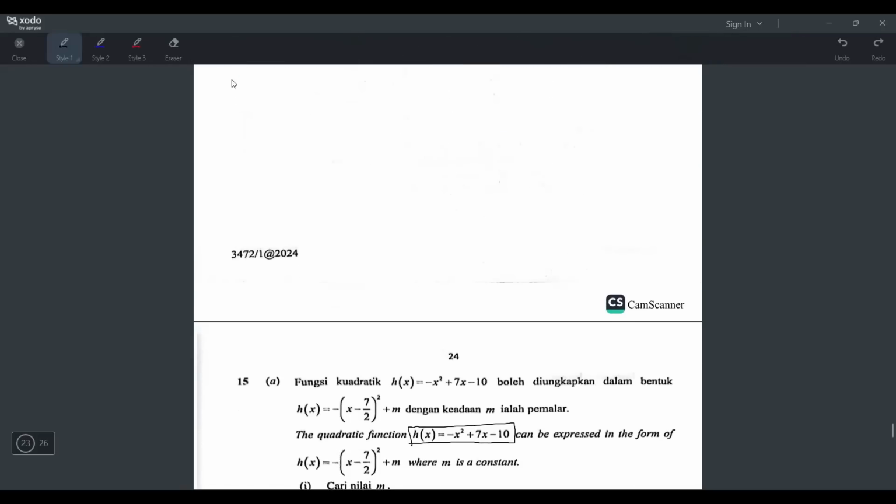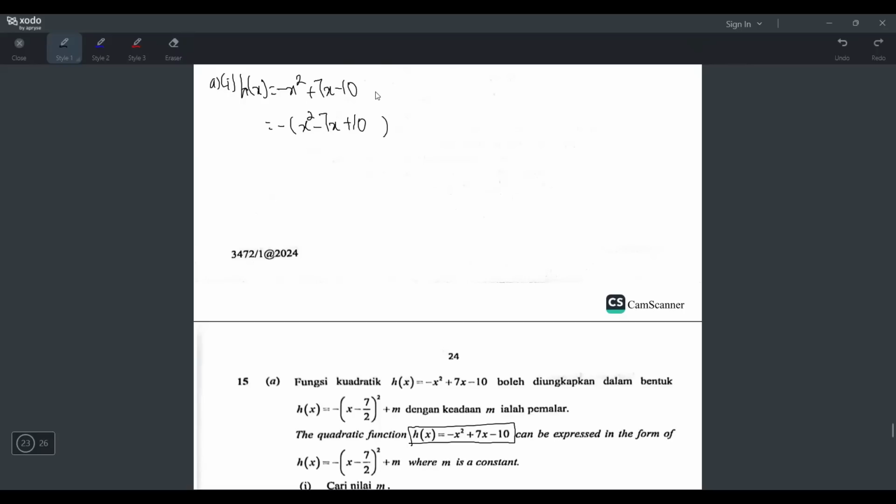So A1, h(x) equals negative x squared plus 7x minus 10. Let's do completing the square. When you do completing the square, you have to make sure your a is positive 1. If a is not positive 1, you cannot do completing the square. So I have to make it positive 1. How? You can factorize out the negative 1. When you factorize out, you are left with x squared minus 7x plus 10.